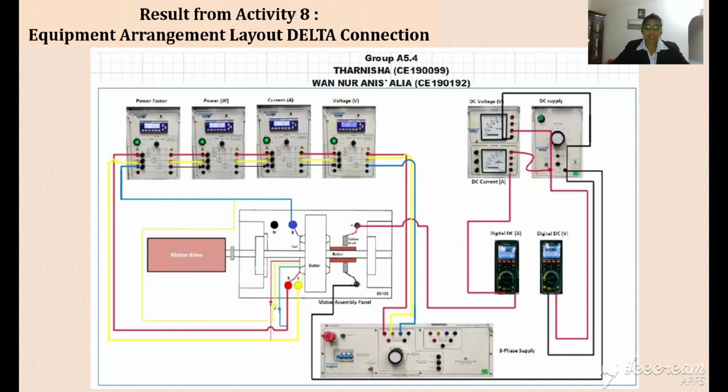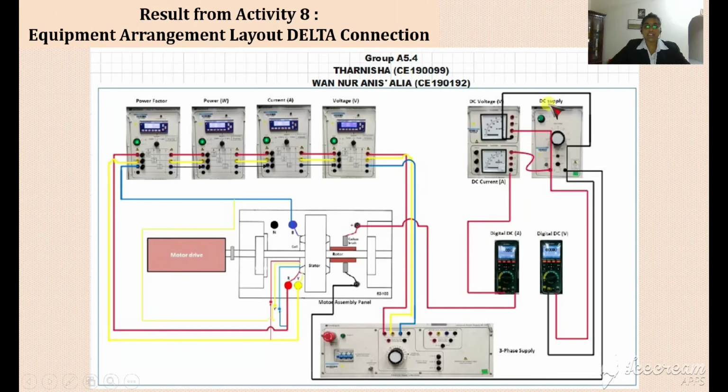So what we can see is the connections are almost similar to the star connection we have done earlier, but the changes were made at the neutral wire. In star we have a neutral wire, while in delta we didn't have a neutral wire, and also at the stator connection.